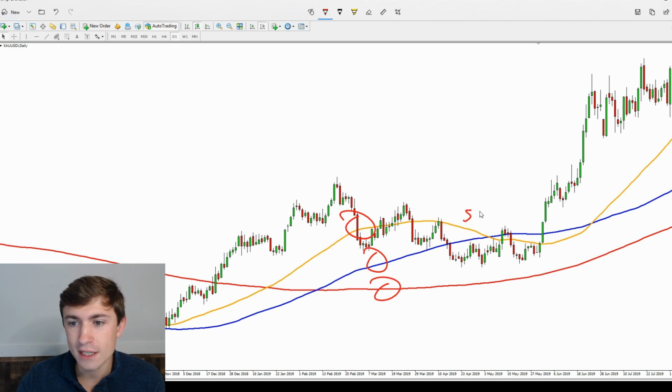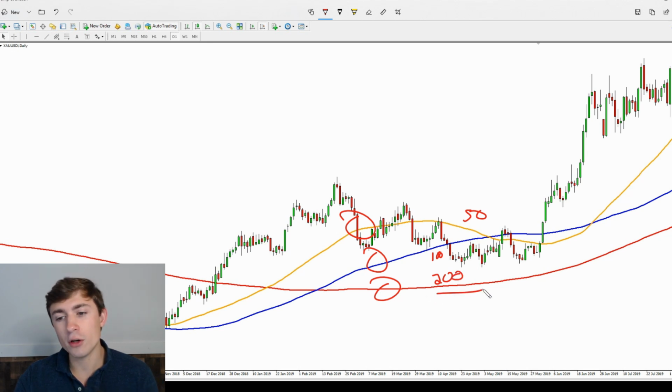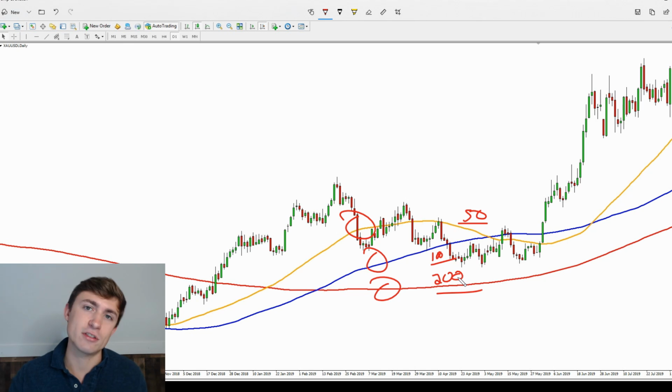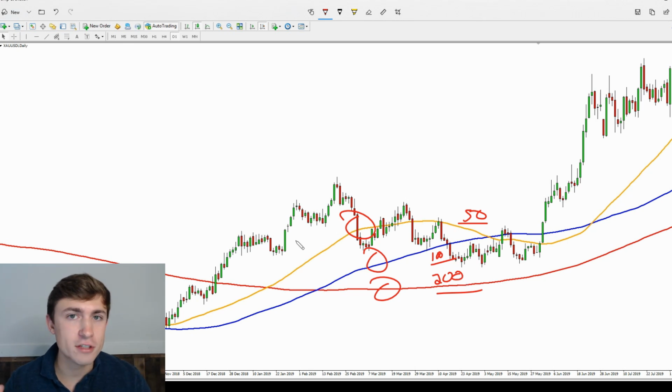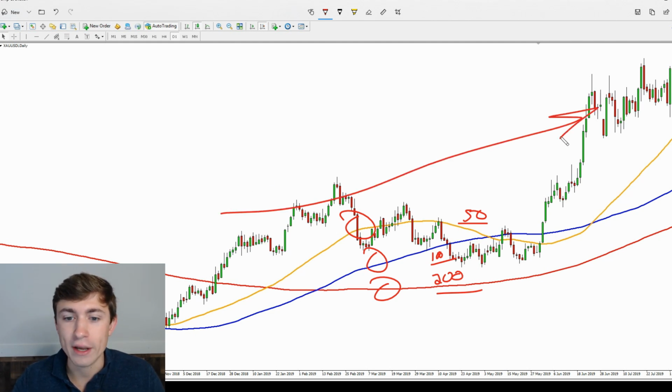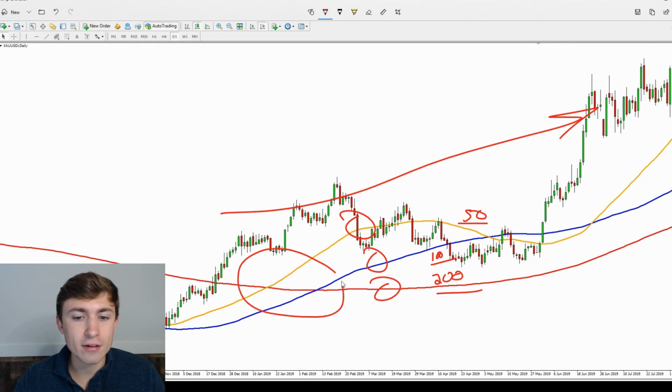So this is the 50, this is the 100, and this is the 200. We have all of those lined up, and that's telling us, it doesn't mean necessarily that the market has to go higher, but it does tell us that buyers are in control here. Buyers are pushing strongly on this market. And again, as we mentioned, gold can trend very, very strongly. However, this right here is where things get interesting.